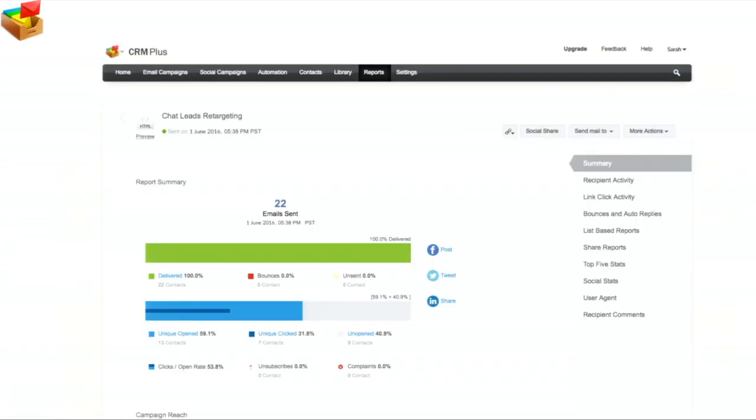So Zoho Campaigns is an email campaigning platform. You can see this is the result of a campaign, so it tells you 22 emails sent and so on. So this is the kind of stuff that you would get if you had sent a campaign. You come into this report, you can see statistics like how many were delivered, how many were opened, the kinds of typical details that you look for to understand the effectiveness of an email campaign. Okay, so let's continue with the story.